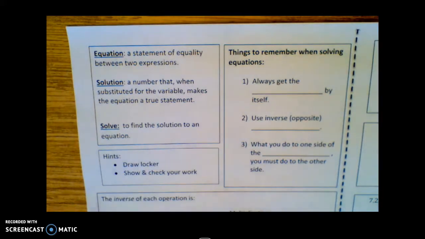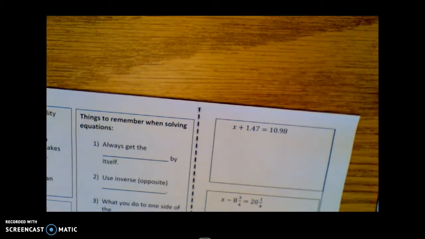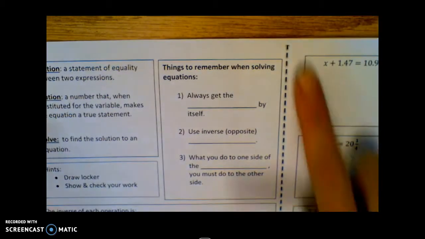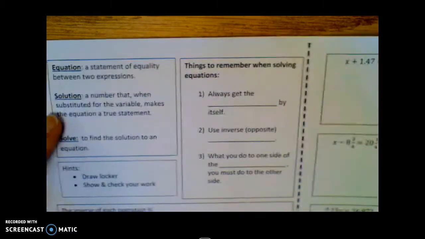Okay, ladies and gentlemen, today we're going to learn about how we can solve one-step equations by using what's called inverse operations. Okay, I'll discuss that a little bit in a minute. What you need is your note sheet for this lesson that's eventually going to get cut on the dotted line and taped into your notebook.